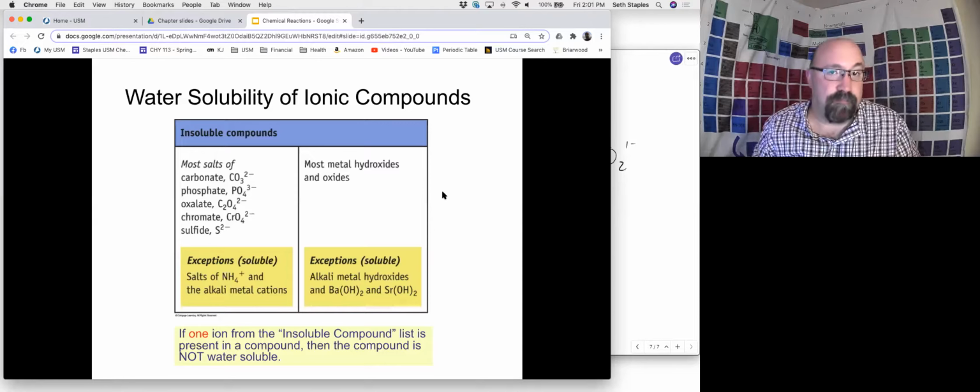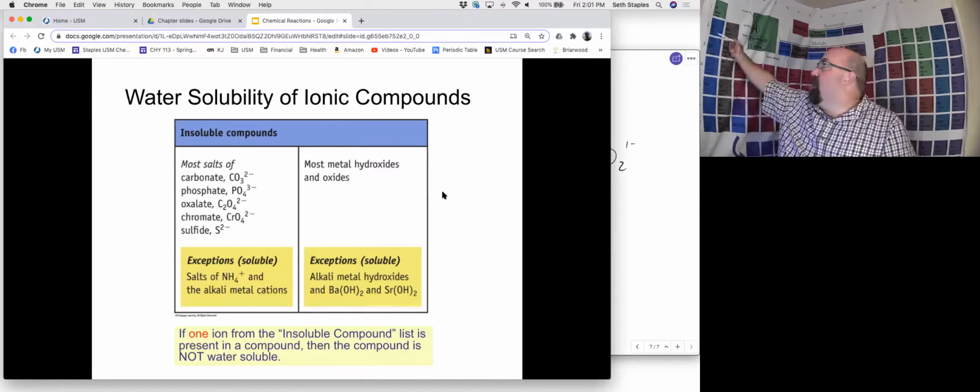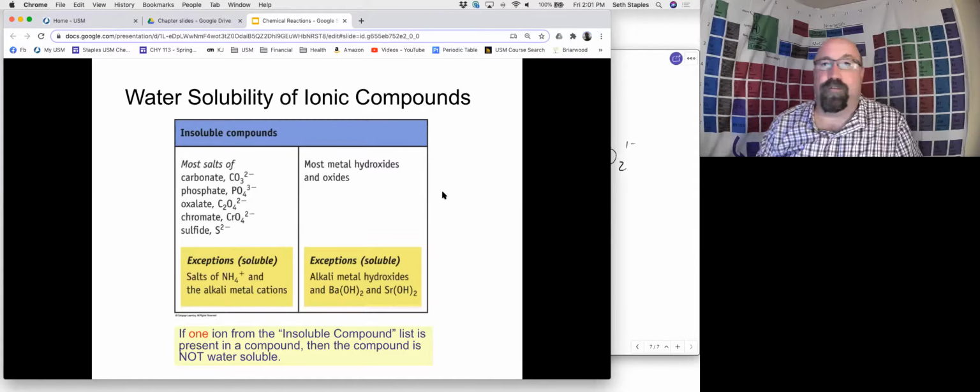And then also most metal hydroxides and oxides, not soluble, with the exception, again, of our alkali metal hydroxides. So lithium hydroxide, sodium hydroxide, potassium hydroxide, and so on, and also barium and strontium hydroxide. Those would be soluble because those are exceptions to the rule.